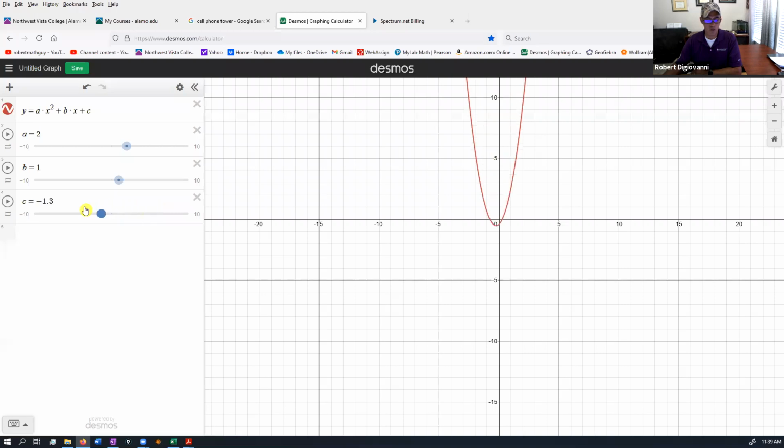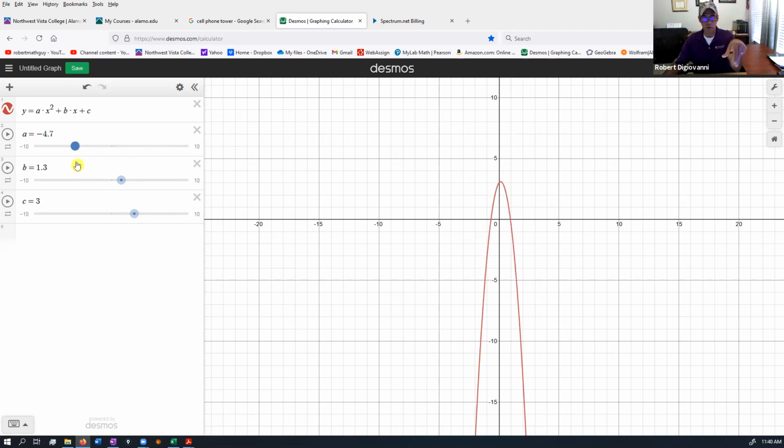And then the C actually controls the up and down. Okay, that's going to control whether or not it's up or down. And then the B kind of controls, B is weird. Look at what B is doing. So for us, the main thing that we need to know is how A controls things. A just tells us positive A, it opens up, negative A, it opens down. That's all we need to know. All right.